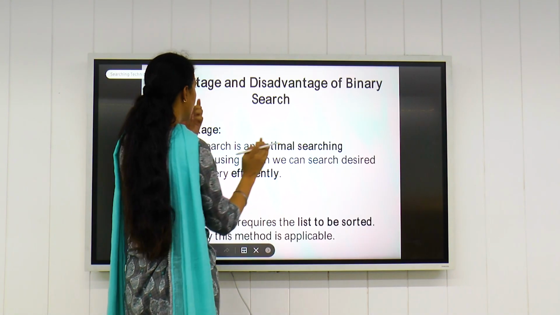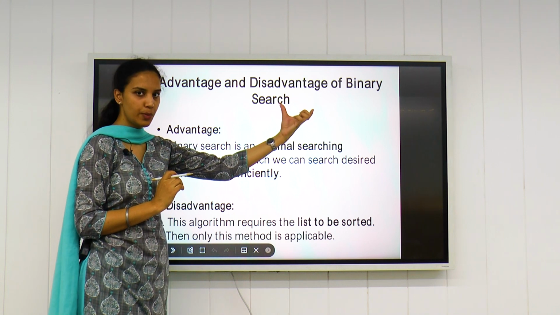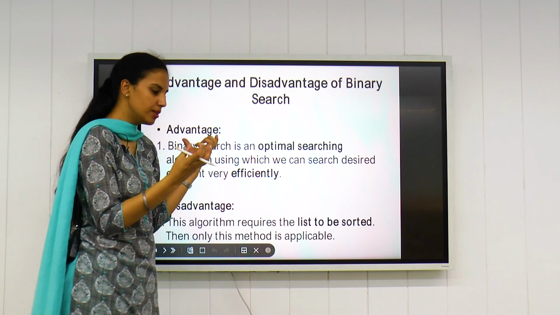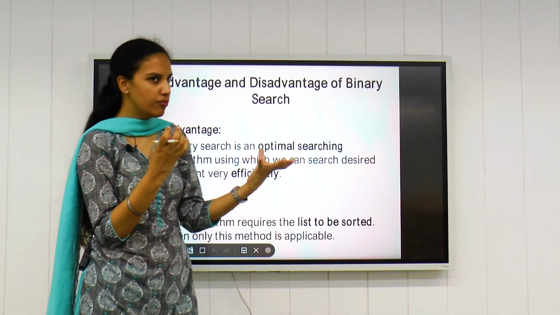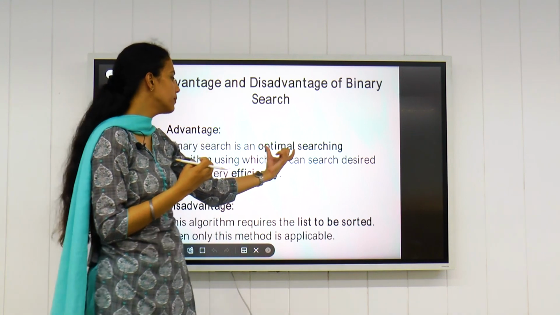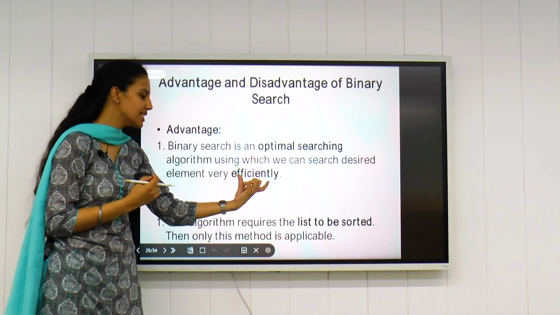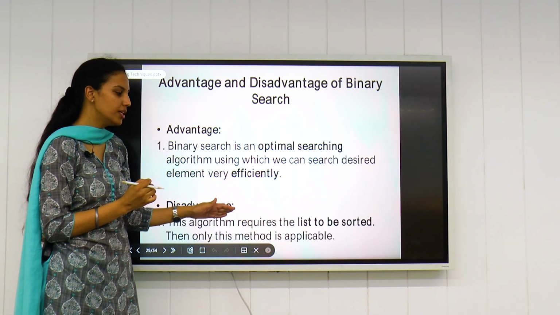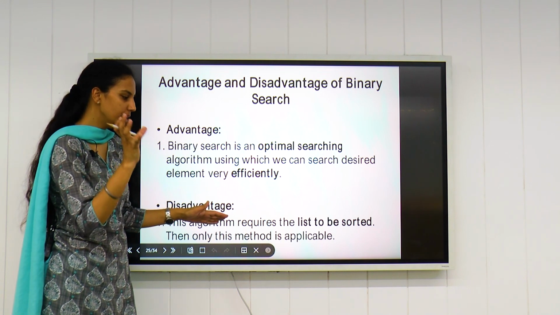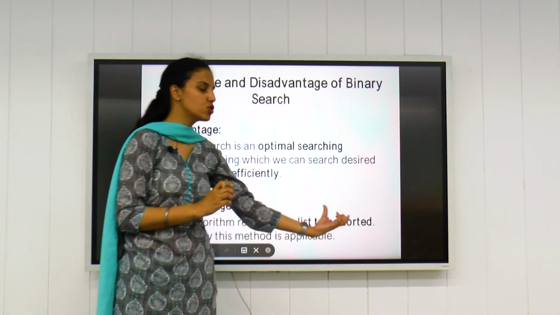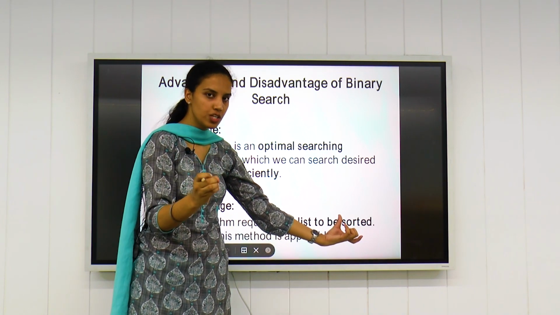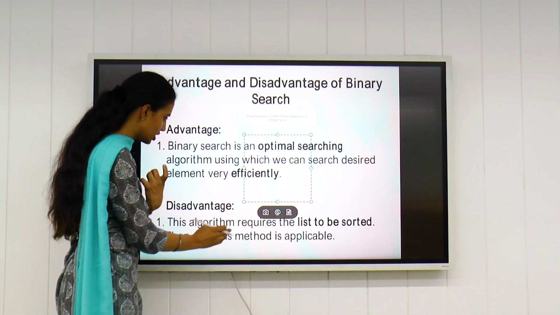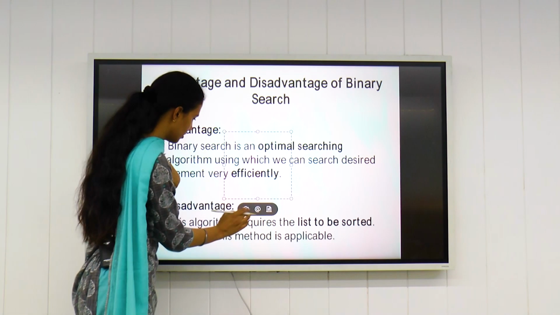This is simple. Last is the advantages and disadvantages of binary search. Simple advantage: since this is a fast algorithm, it can easily perform the search, that is, it has an optimal searching solution and it increases the efficiency of the program. But the disadvantage is that this algorithm, as I told you in the starting, can only be applied on elements which are in sorted order. If the list is not in sorted order, we cannot perform binary search. That is the main disadvantage of binary search.